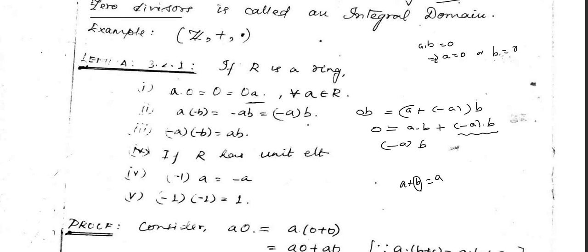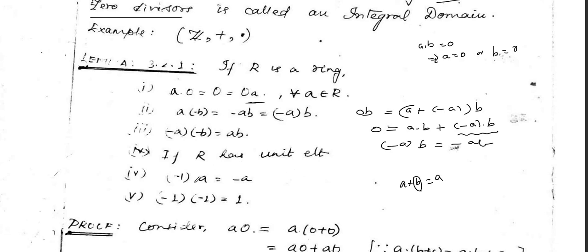So for this you can again consider 0 into b, and that you rewrite as a plus of minus a, b, and use distributive law. So a dot b plus minus a dot b giving you 0 dot b, which is nothing but 0. So again the same concept: because this is 0, whatever we have here should be the additive inverse of this. So we have this.